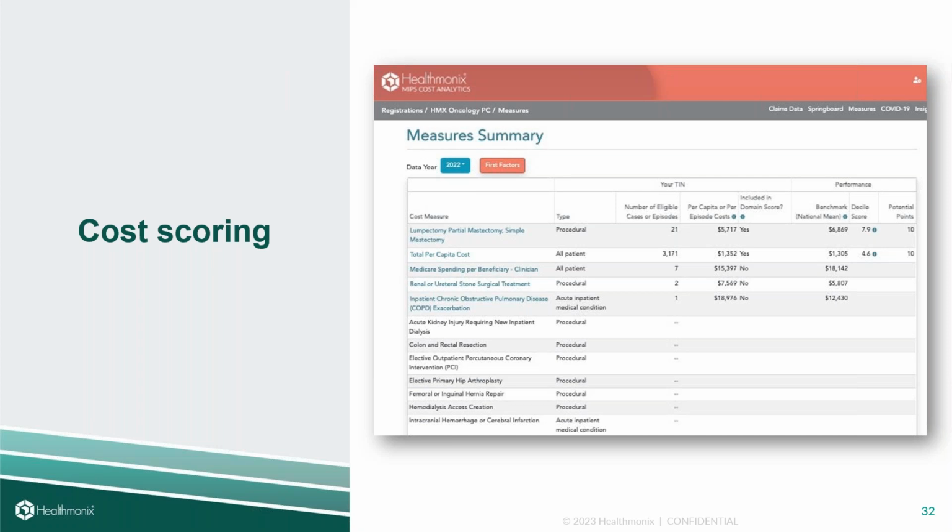You can see the bottom three there that have a number of eligible instances in there don't meet the case minimums. So only the first two. But the one thing that I really want to draw your attention to here is that this group has 3,000 plus patients that are being calculated for the total per capita cost, and they only have 21 patients that are in there for the mastectomy.